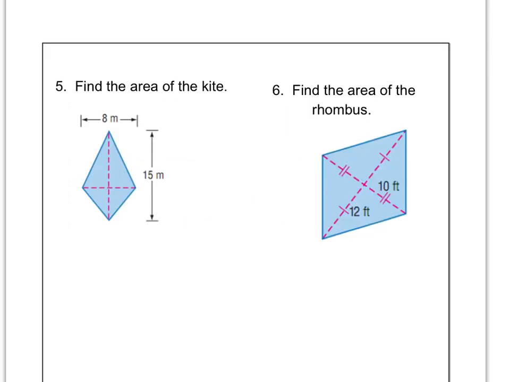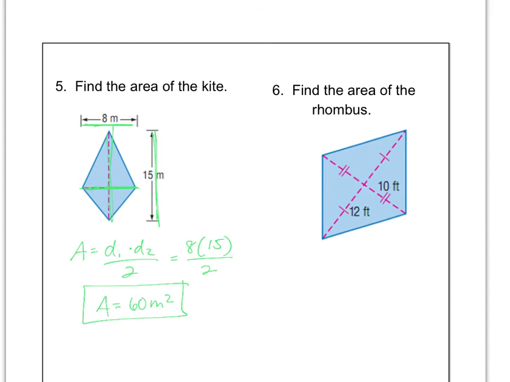Number 5, this one's pretty basic. Find the area of the kite. You can see up here is 8, so down here, this distance across would be 8. That's one of the diagonals. And then this distance here is 15, so this would also be 15. So remember your formula, diagonal 1 times diagonal 2 divide by 2. So this one's just 8 times 15 divide by 2. Area ends up being 60 meters squared.